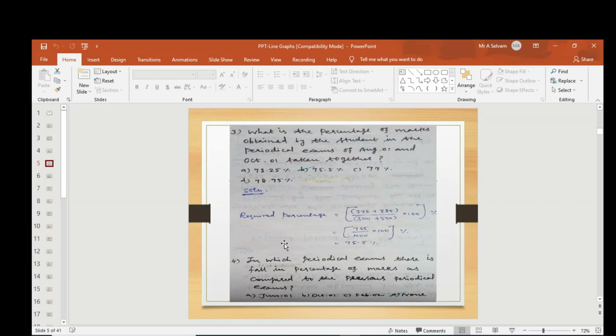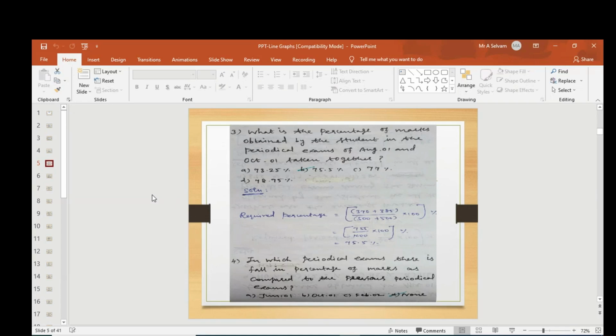So how much percentage are we getting? 75.5 percentage. 75.5 is there in the options, right? Is there B as an option? Okay, so option B, 75.5 percentage. Fine. Next, fourth question.